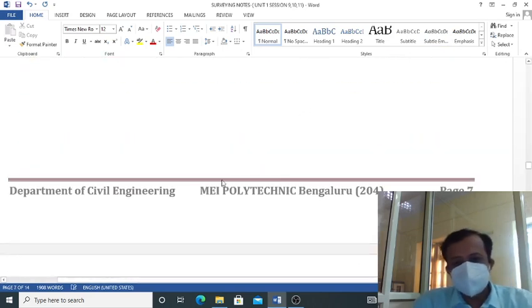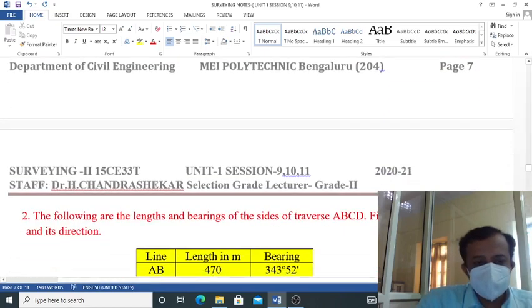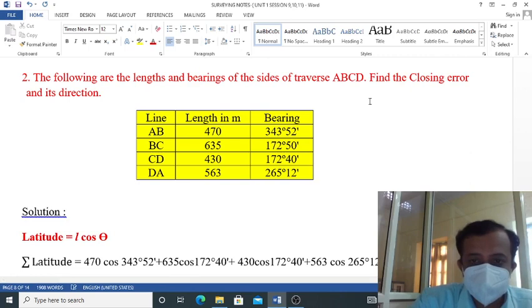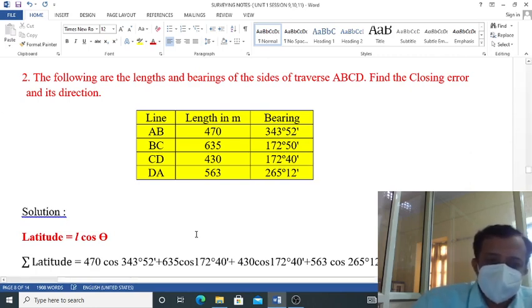We have one more problem on finding the closing error. The problem is, following are the length and bearings of sides of the traverse. Find the closing error and its direction. In which direction the closing error will be, we have to find out. Here declination is not given, so don't worry about the subtraction from the bearing. Directly the lengths and bearings are given. AB is 470, BC is 635, CD is 430, DA is 563, and these are the bearings given.